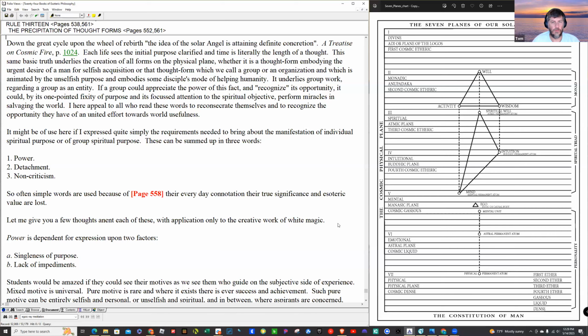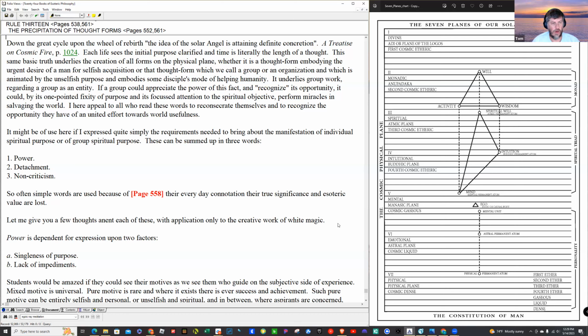Whether it is a thought form embodying the urgent desire of a man for selfish acquisition, or that thought form which we call a group or an organization, and which is animated by unselfish purpose and embodies one disciple's mode of helping humanity, it underlies group work, regarding a group as an entity. If a group could appreciate the power of this fact and recognize its opportunity, it could, by its one-pointed fixity of purpose and its focused attention to the spiritual objective, perform miracles in salvaging the world.